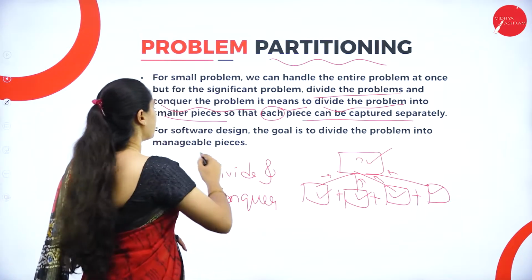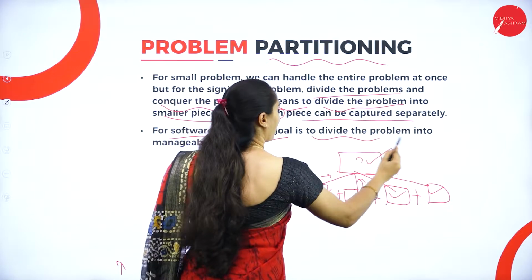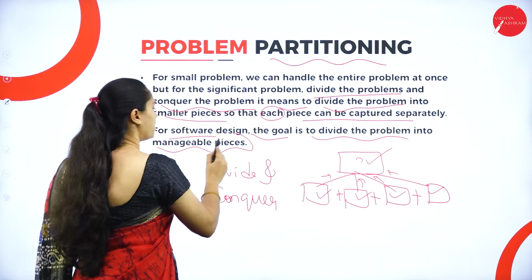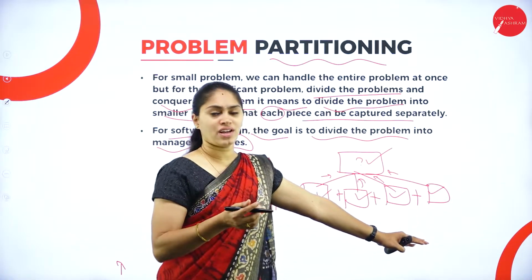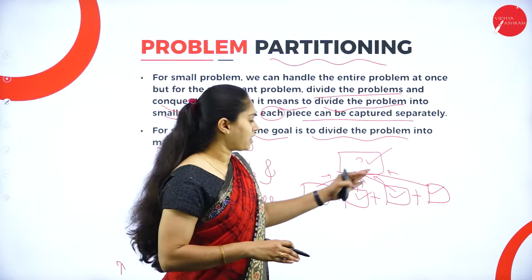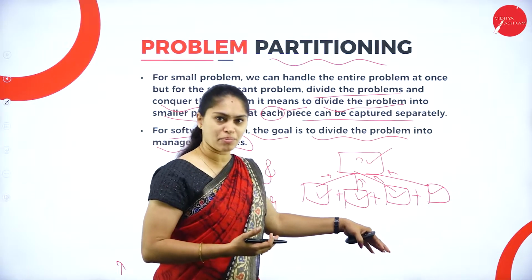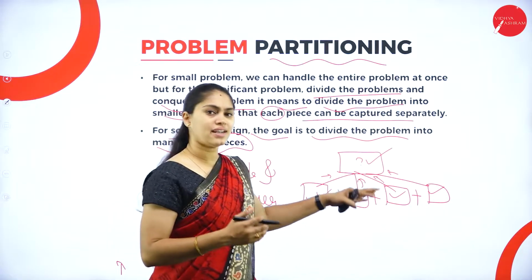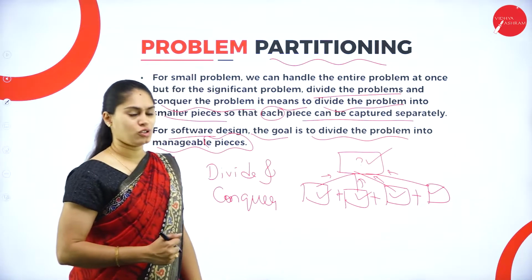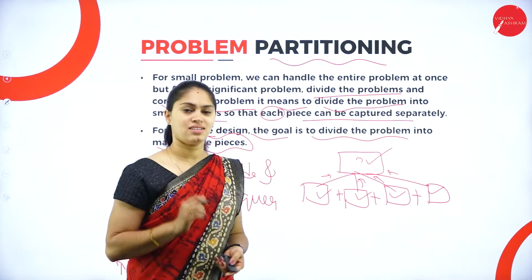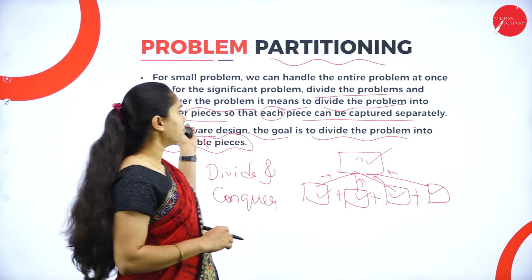So for software design, the goal is to divide the problem into manageable pieces. When we have manageable pieces, the number of errors is also going to be less and we can get more productive sub-problem solutions. Along with that, we can integrate all those sub-problem solutions in order to get a solution for the complex task. This is mainly regarding problem partitioning.